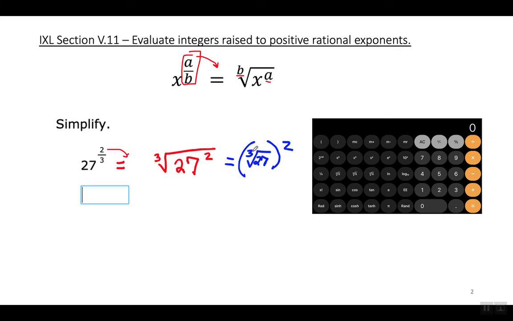Okay, first I'm going to get the cube root of 27. The cube root means what number to the third power equals 27. The cube root of 27 is 3.